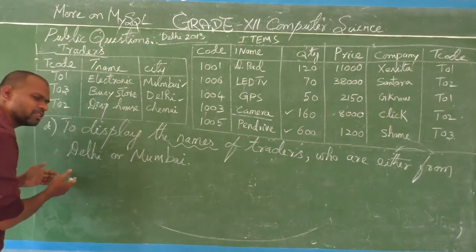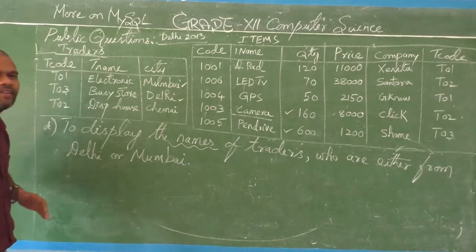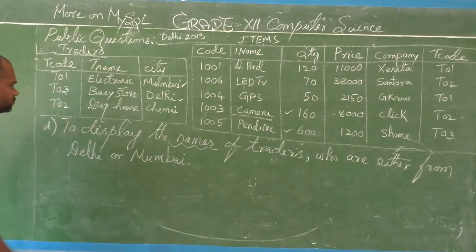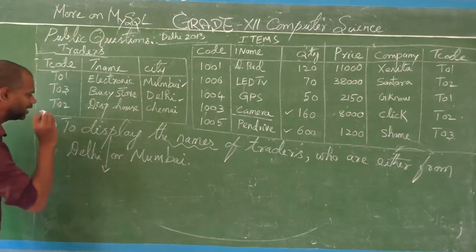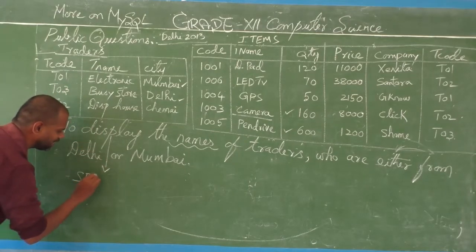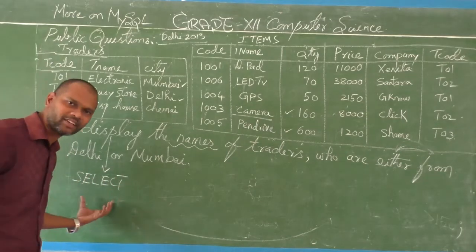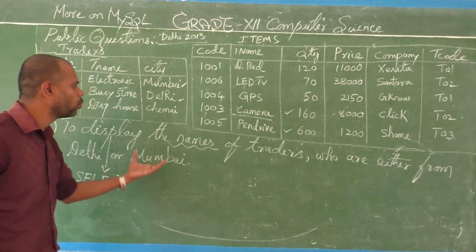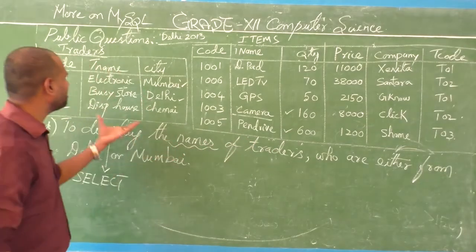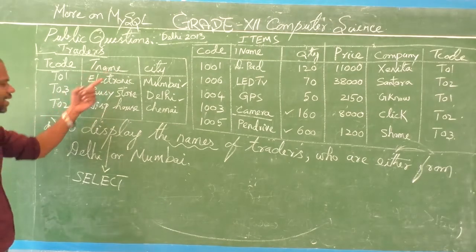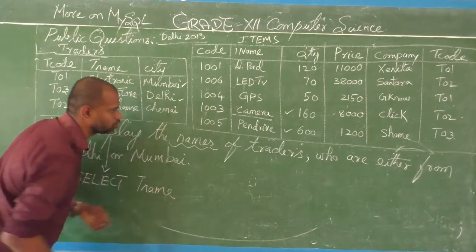So for this information, we have to write the SQL coding. As I told you, I will tell you the shortcuts to write the SQL coding. To display, how to write the SQL coding? You tell me. Display means we can write SELECT. Super. And next, after select, you have to write the column name. What column? The names of the traders. That means trader name. Can you tell me the trader name? Yes, T name. Here you have to write T name. So the column name is finished.